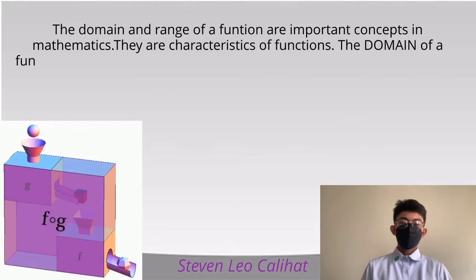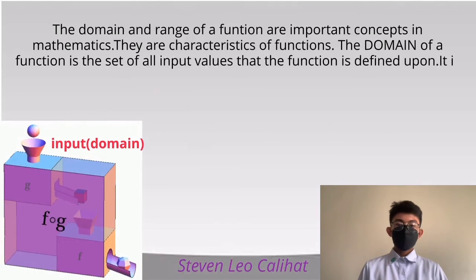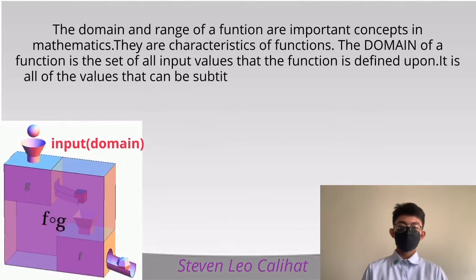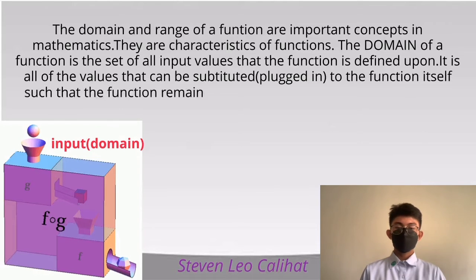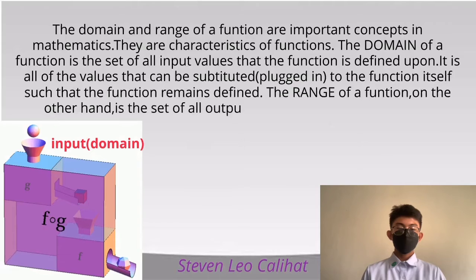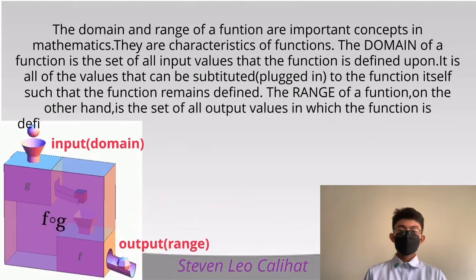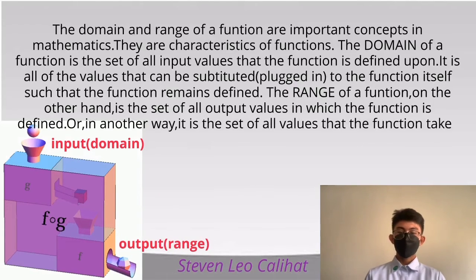The domain of a function is the set of all input values that the function is defined upon. It is all of the values that can be plugged in to the function itself such that the function remains defined. The range of a function, on the other hand, is the set of all output values in which the function is defined. Or in other words, it is the set of all values that the function takes.